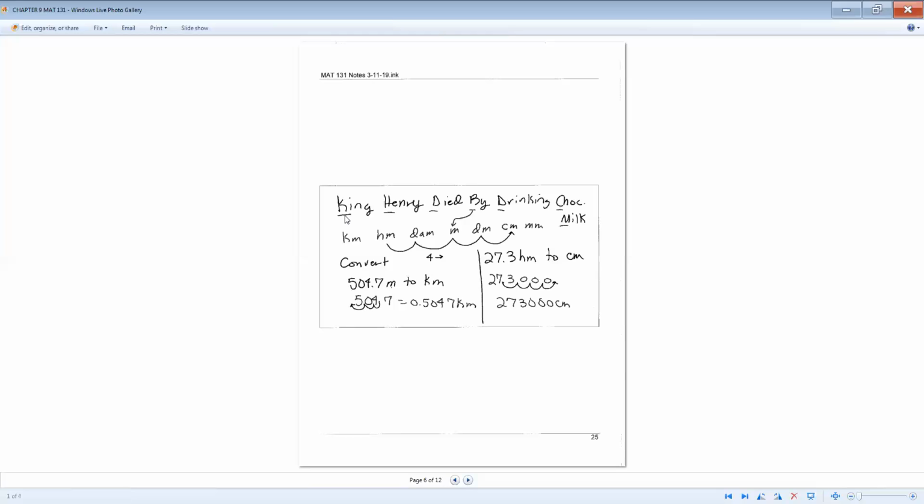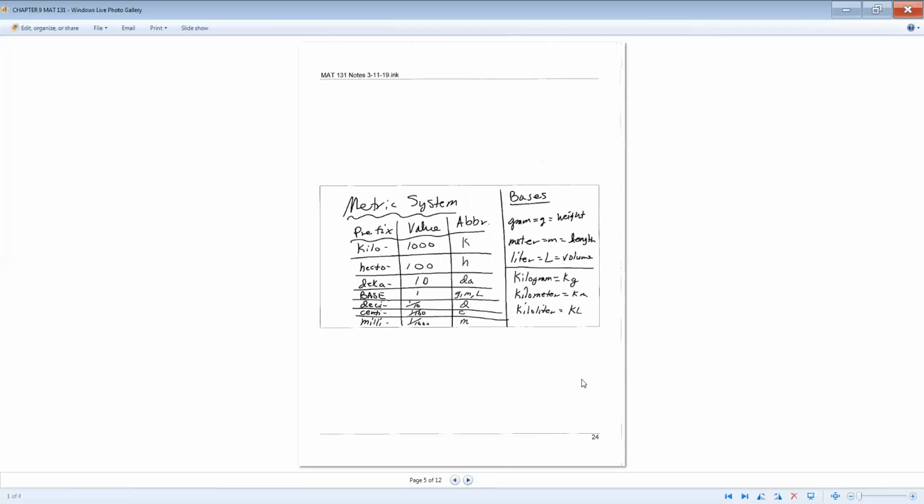B is for your base. So either one of your bases would fit there, whether it be meter, gram, or liter, depends on what you're measuring. Deci, centi, and milli. So if you go back, if you're measuring weight, that's going to be gram, length, meter, volume is liter.